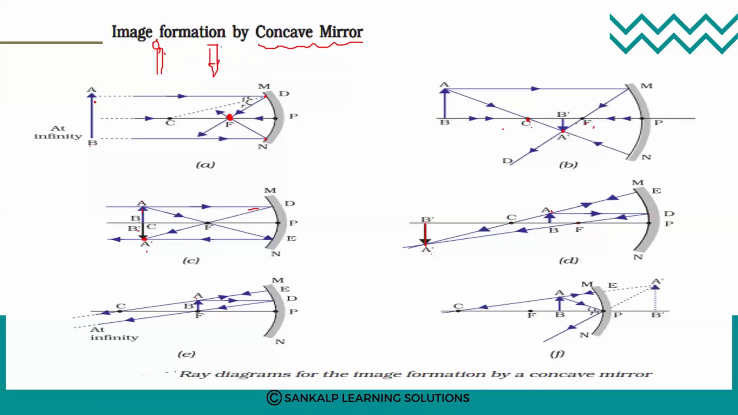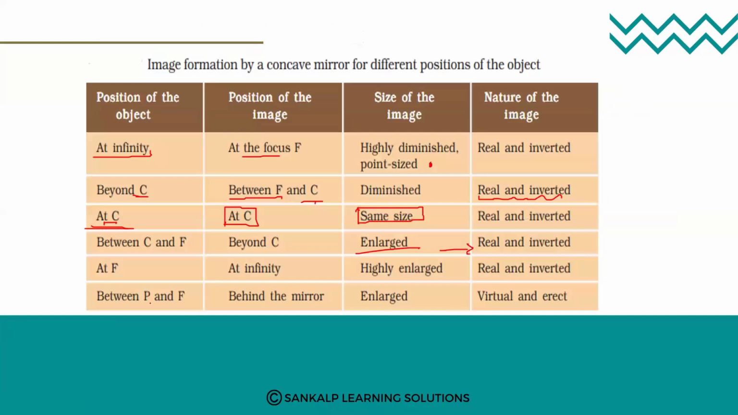Now at F, you are placing the object at F. F means principal focus. So here one ray is coming, one ray is passing parallel to the principal axis. After reflection it passes through the principal focus, that is through F. Next another ray goes through the center of curvature, right? So now where will these two rays meet? At infinity. That means when you place your object at F, then at infinity you will get your image and it is highly enlarged, and it is also real and inverted.